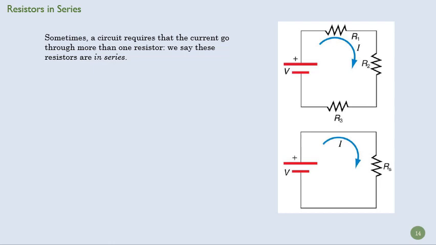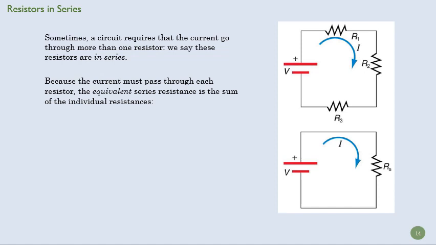So there are a couple of different ways that we'll see different resistors in the same circuit. A circuit can require that the current go through more than one resistor, as in this image up here. Our flow of current is going to go through resistor 1, then 2, then 3, and back to the battery. And we say that these resistors are in series.